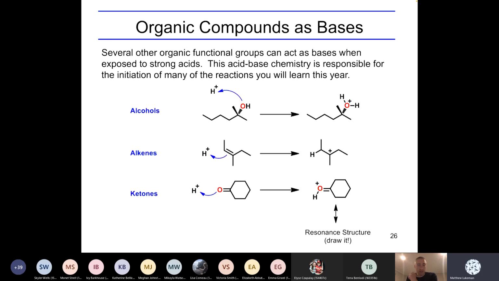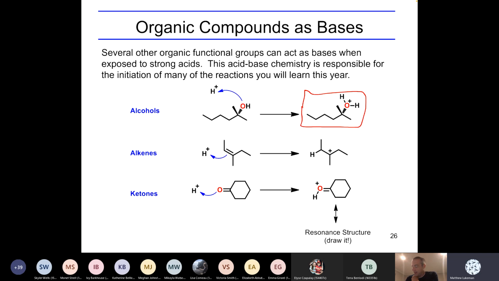Okay, we're going to see several other different functional groups now being used as bases in our course. We're going to see alcohols, which is the top reaction. In this case, the OH is accepting an H+. You need a strong acid to be able to use an alcohol as a base. It makes this guy on the right, which we call an oxonium ion. Don't worry, you don't have to remember that right now.